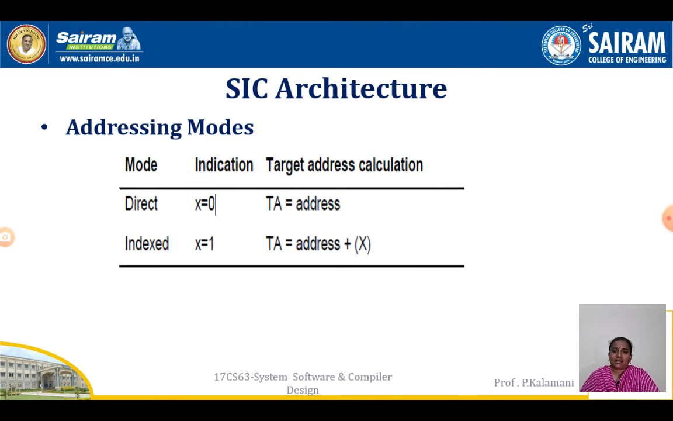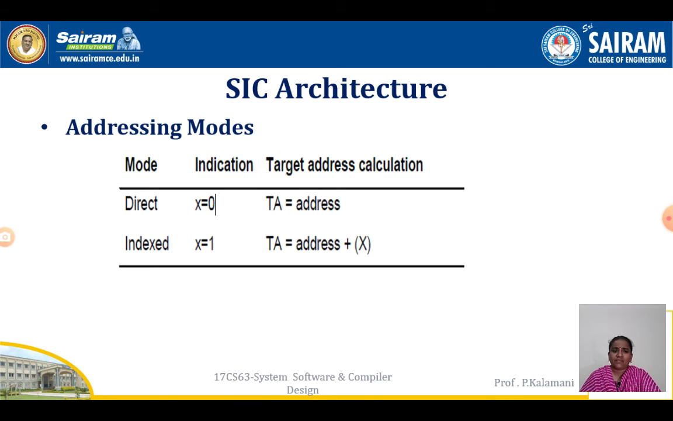Next we are having addressing modes. In the instruction format we told that the X bit represents the addressing mode. If X is equal to 0, that indicates the direct addressing mode. Direct addressing mode means target address is equal to the actual address. And X is equal to 1 indicates indexed addressing mode. Target address is equal to address plus index register content, that is X. So in SIC architecture we are having two addressing modes, direct addressing mode and indexed addressing mode.